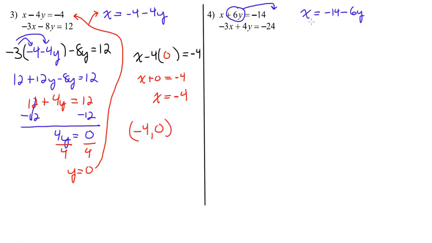And now we have something that we can substitute because x is the same as negative 14 minus 6y. And we can use that in this second equation. So we're going to substitute for x here. So we have negative 3 times x plus 4y equals negative 24. And we're going to substitute negative 14 minus 6y for x.